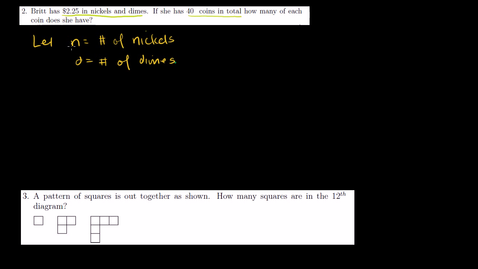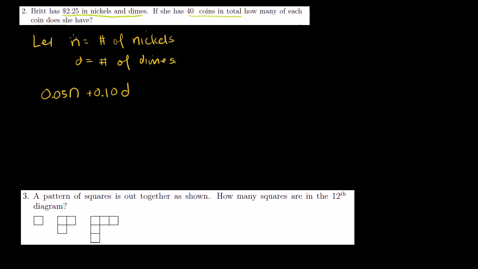Well, each nickel is worth 5 cents. So the number of nickels times 0.05, that's how much money her nickels represent, plus the amount of money her dimes represent. She's got d dimes, and they're each worth 0.10 of a dollar. So this is the total amount of money she has, right? If she has 5 nickels, you do 5 times 5 cents, it would be 25 cents. If she had 4 dimes, that'd be 40 cents, and you would add it all together.